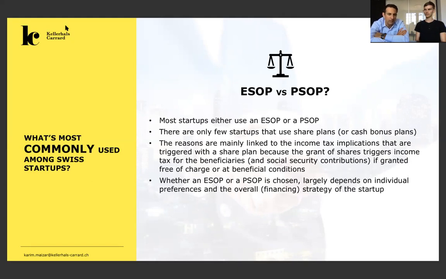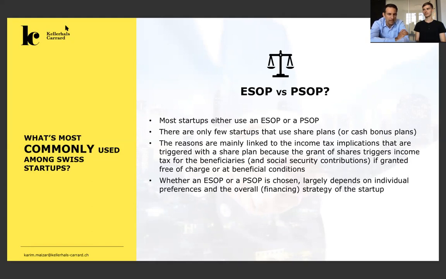So in our own law firm, we typically have a 50-50 split between startups choosing an option plan and startups using a virtual plan. And mainly, it's really all about the tax implications that are associated with these two programs, which gives the decision what to use. Because, just to make the statement already at this point, if you choose a virtual plan, a phantom plan, or whatever you want to call it, we are not talking about any kind of tax optimization. There is no such thing as tax optimization if you use a virtual plan.